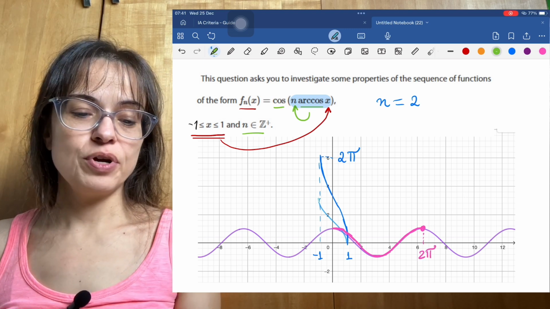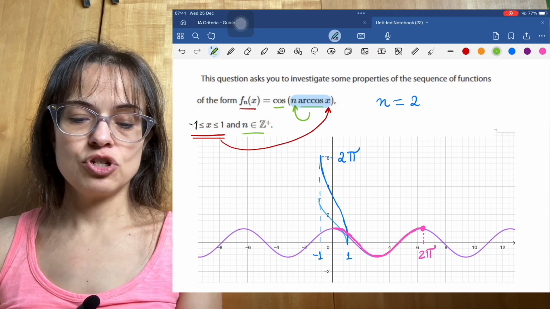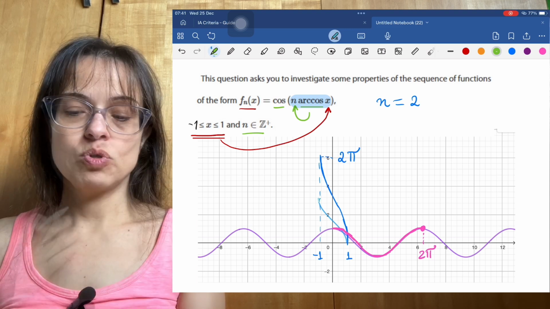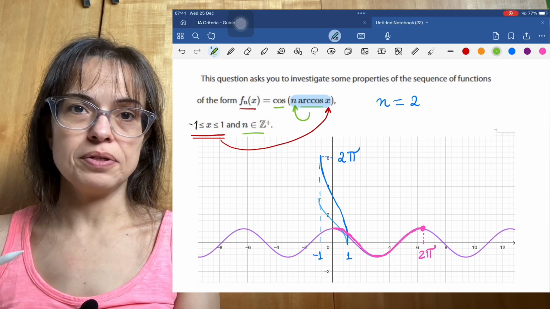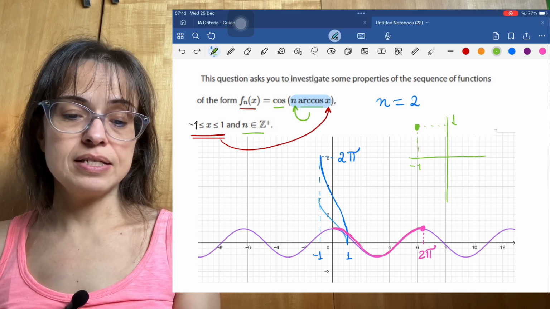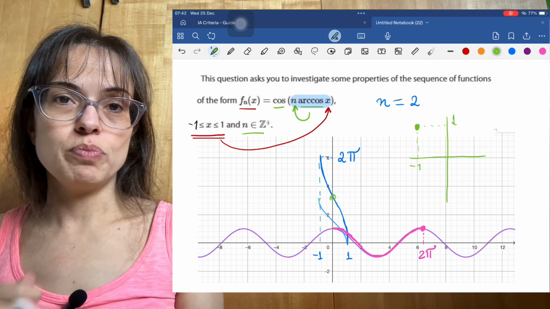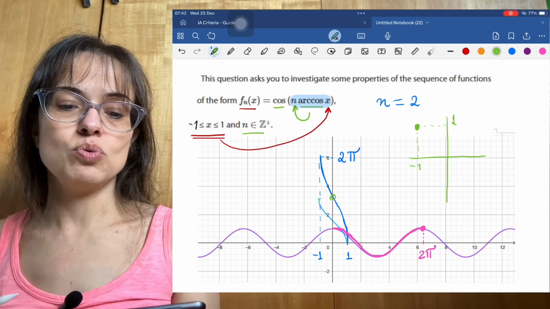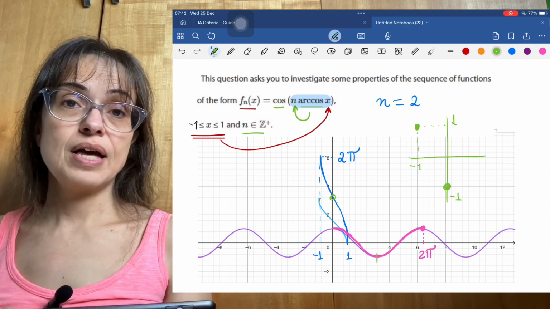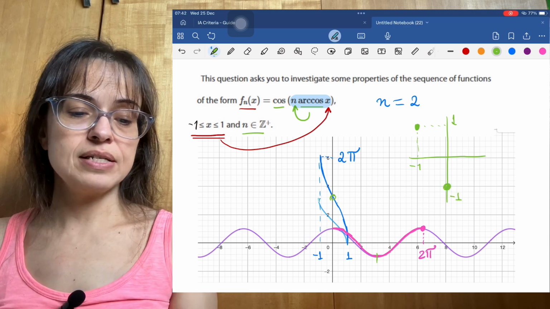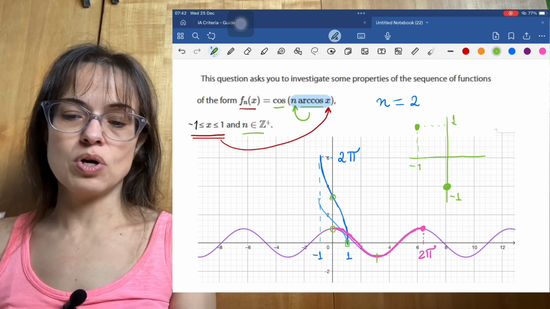Let's explore some points. When x is -1, the inside function is getting 2 pi, and the cosine of 2 pi is 1. So f of -1 is 1. What about 0? When x is 0, the arc cosine of 0, well, it's pi over 2, but it's pi when you've multiplied it by 2. So the cosine of pi is -1. You get that point over there, and when x is 1, arc cosine is 0, and then cosine of 0 is 1 again.